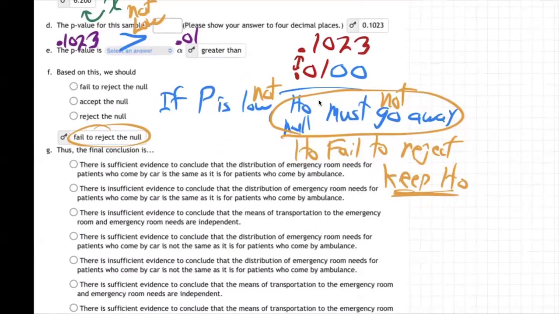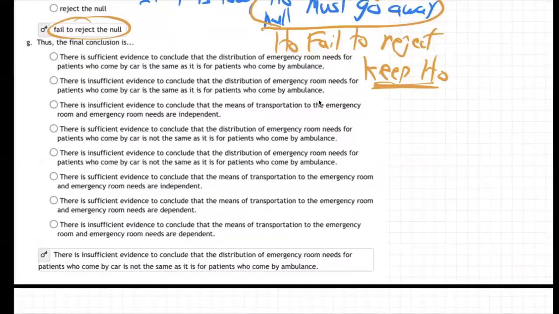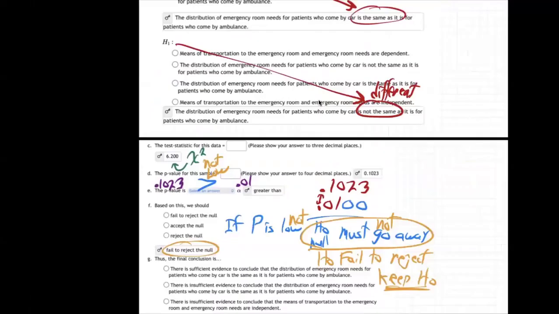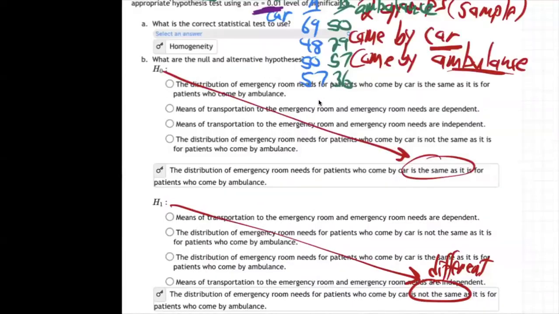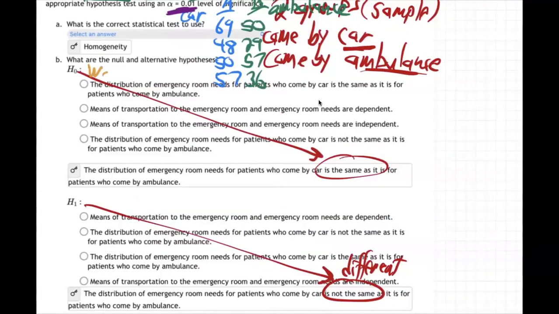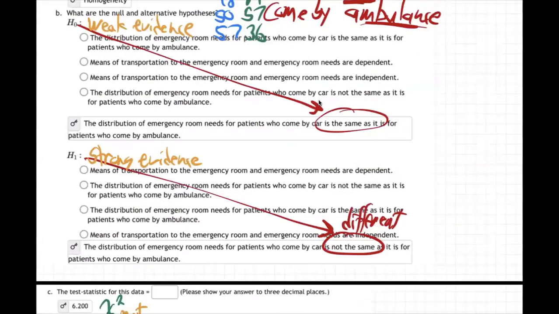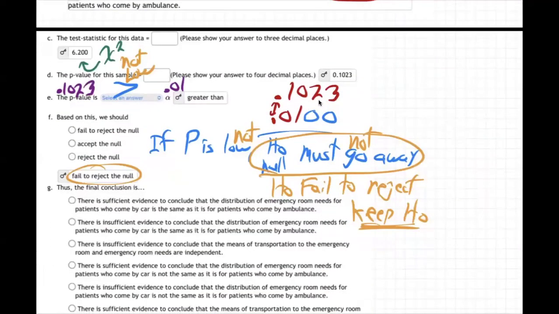Okay, and then that helps us know which one of these 8 options is our conclusion. Keep the null. So let's go back to the null. Now remember, every null is weak evidence, isn't it? Every H0 is weak evidence. Every H1 is strong evidence. So what are we doing then? Let's trace it back up. We're keeping the null.